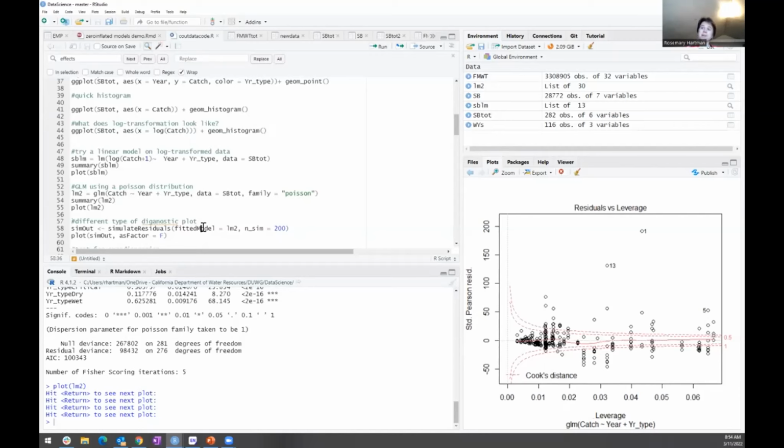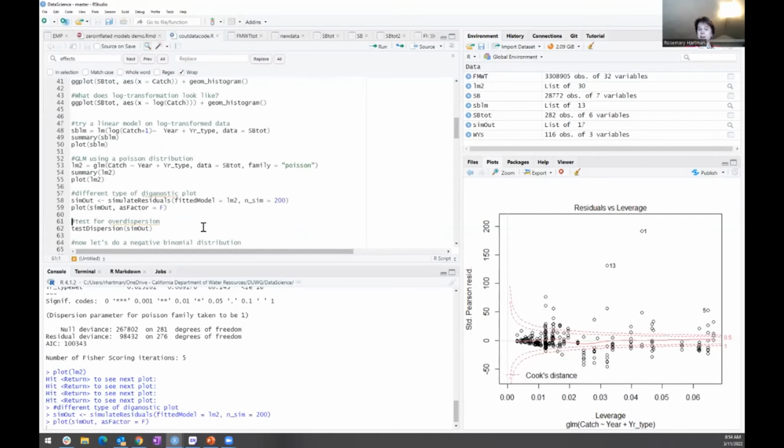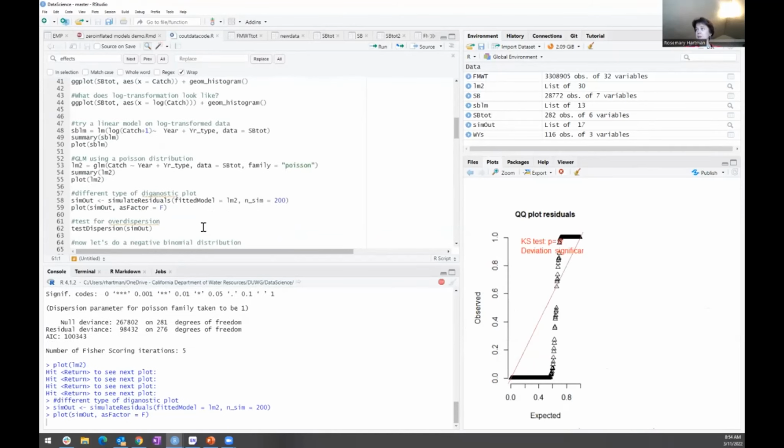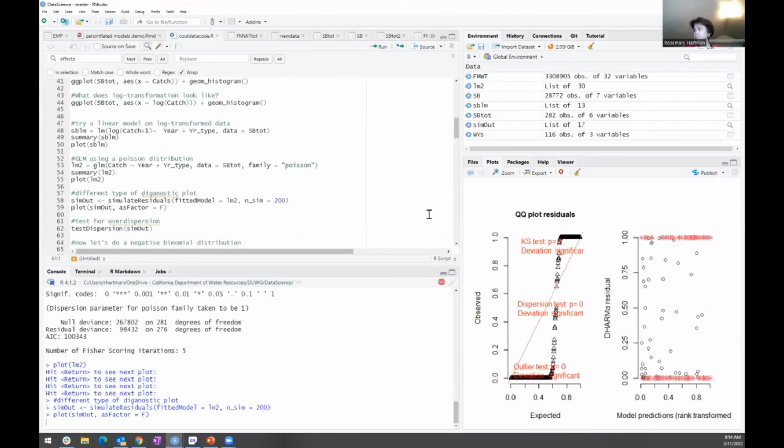You can also use the simulate residuals function from the DHARMa package to give you a different set of diagnostic plots I really like, because they print the results of the test right on there, and when there's a problem, it's in red. So it says problem, problem, problem. Very easy to interpret.